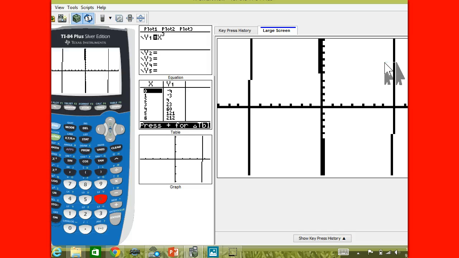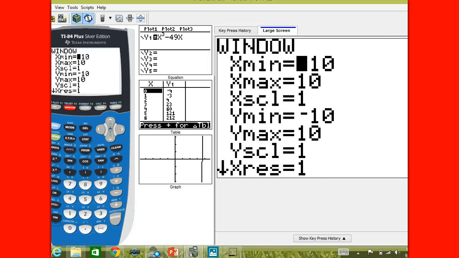They look pretty good. Do I need to change my y values? Absolutely. So, let's go into window. And I'm going to leave my x values the same. What do you want to use for your y values? There's not a right or wrong answer here. This is completely arbitrary. It's just trial and error. So, what do you want to try?